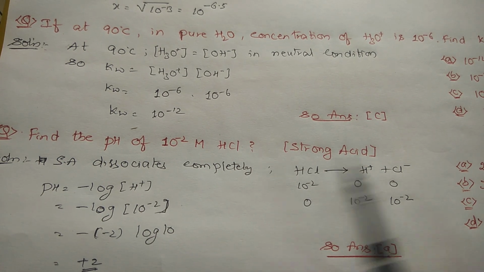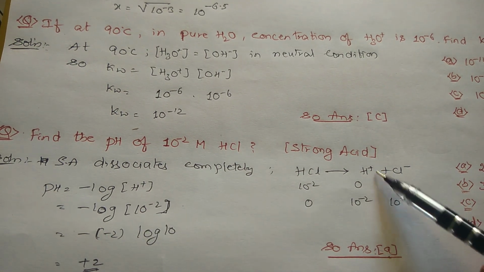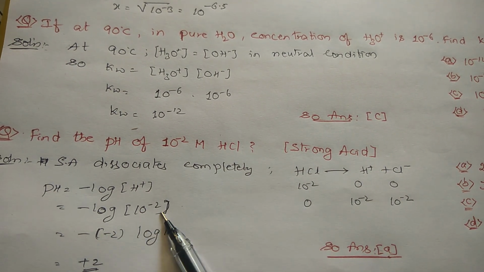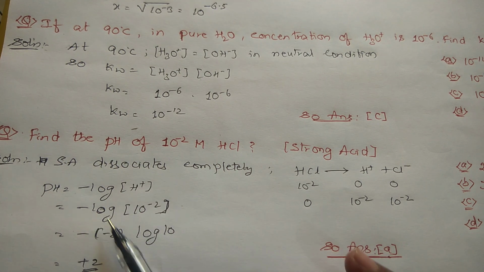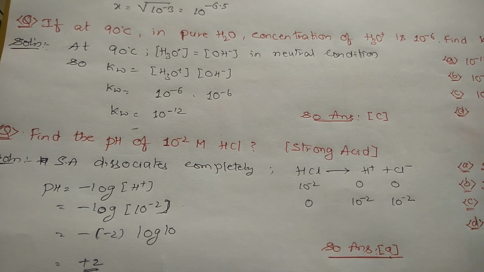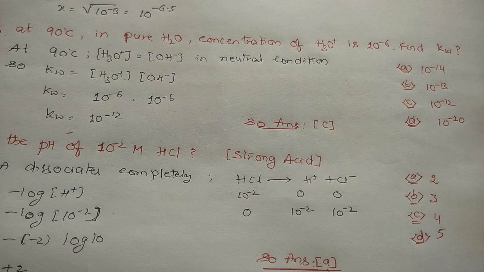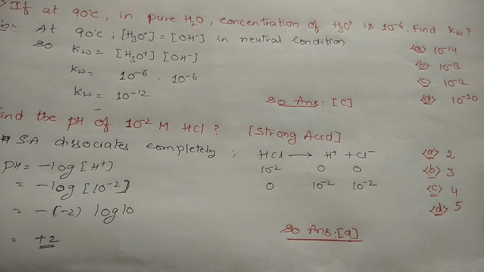If I want pH, pH is nothing but the negative logarithm of the H plus concentration. I know H plus is 10 power minus 2, so minus 2 comes in front, so minus of minus 2 into log 10, log 10 is 1, so it becomes plus 2. So among these options, the answer is A, because I have got the answer as 2.